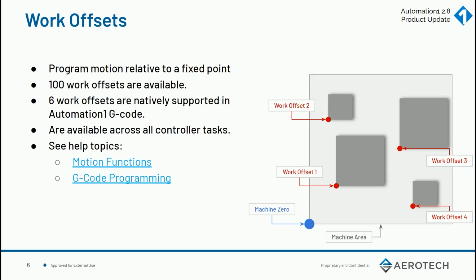Another tool that comes out of beta in this release, which was previously released a few cycles ago, is our new work offsets feature. This allows you to program motion relative to a fixed point. 100 work offsets are available with the controller, and 6 work offsets are natively supported in Automation1 G-code. They are available across all controller tasks, and there are a few help topics that I've referenced here that can help you learn more about work offsets.